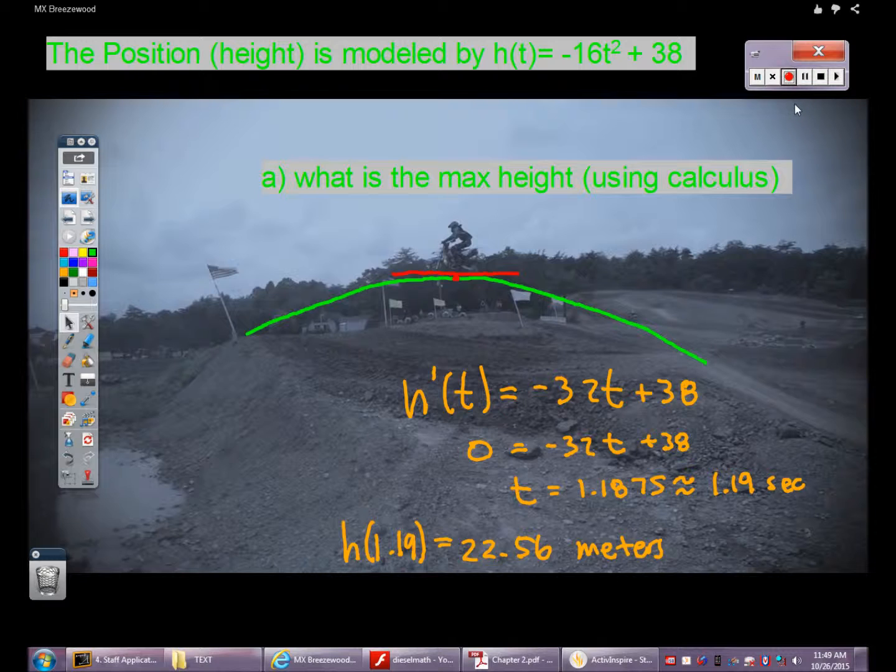Oh yeah, by the way, I forgot to mention, time is going to be in seconds here, and the height is going to be in meters. So at a time of 1.19 seconds, I am currently 22.56 meters above the ground. Now I'm also adding this from 0, not just the distance from the center of the jump to my bike, but actually the dirt pile itself, if you thought that was a little bit high.